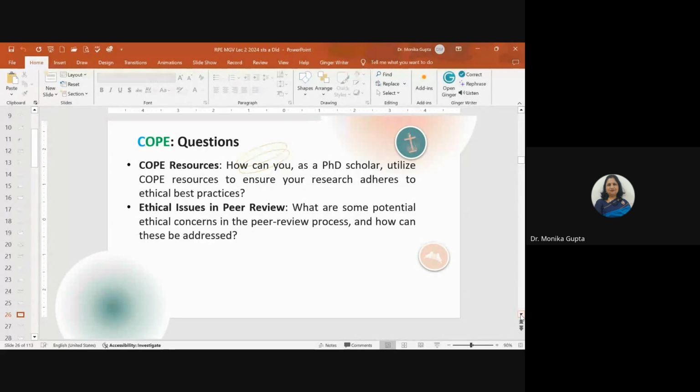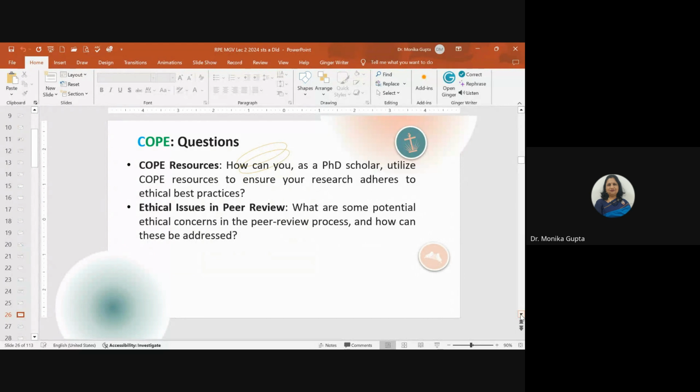So you can utilize COPE guidelines, core practices and flowcharts as a framework for ethical decision making. Then you can have access to the case studies. Then you can participate in discussions to understand different perspectives on ethical issues by engaging in online forums. Then you can seek expert advice. You can consult COPE members or other ethical experts for guidance on specific concerns.